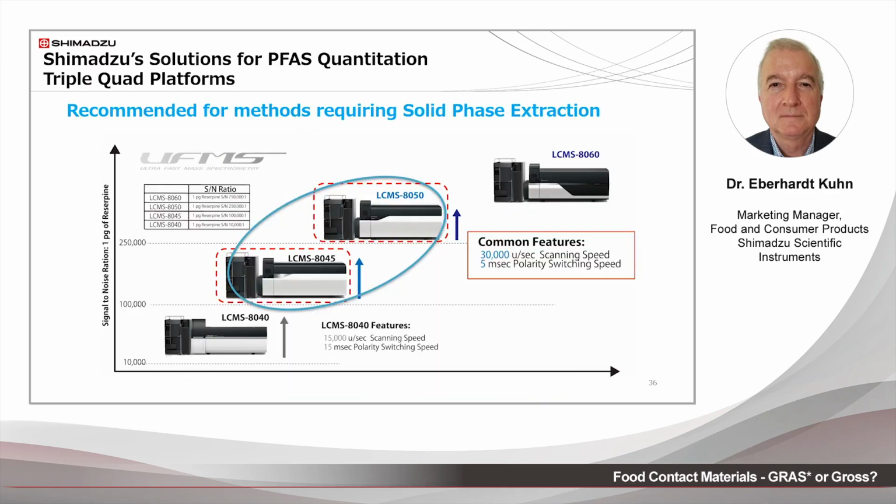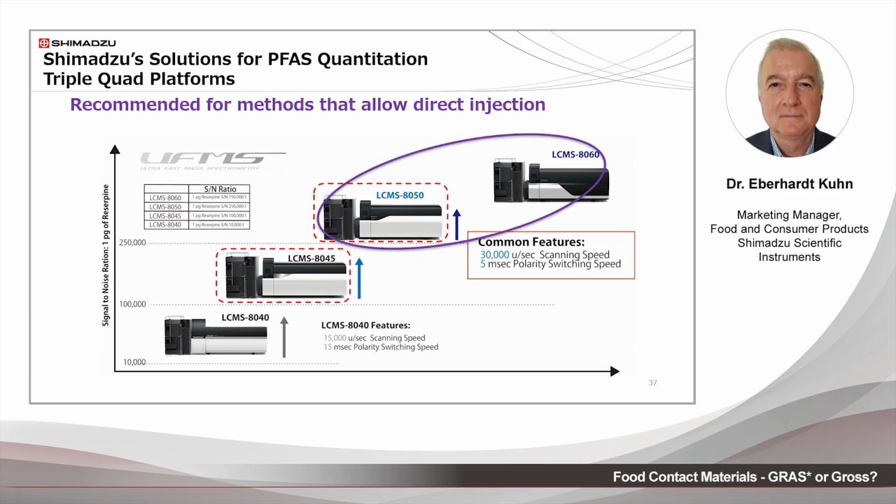When it comes to the analysis of PFAS, Shimadzu offers some very good platforms. All our triple quad platforms are very suitable. If the method requires some solid phase extraction, then our LCMS 8045 and 8050 are ideal instruments to use. For direct injection, the LCMS 8050 and LCMS 8060 are the recommended triple quad platforms.